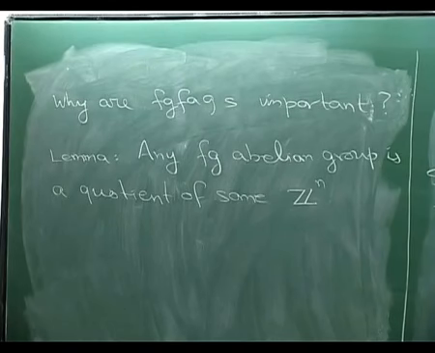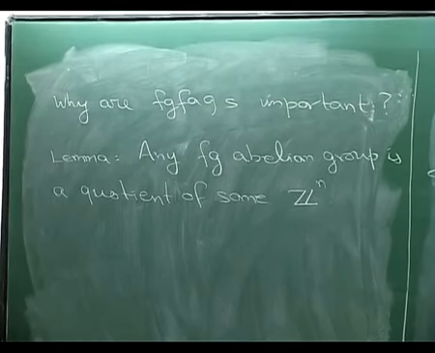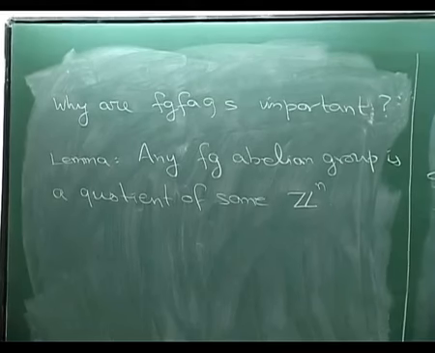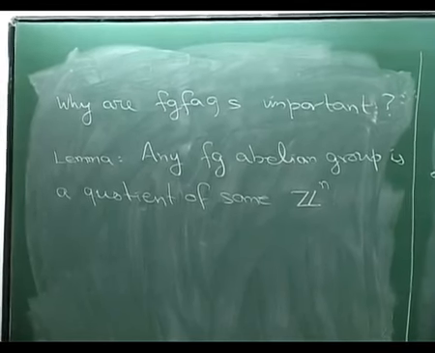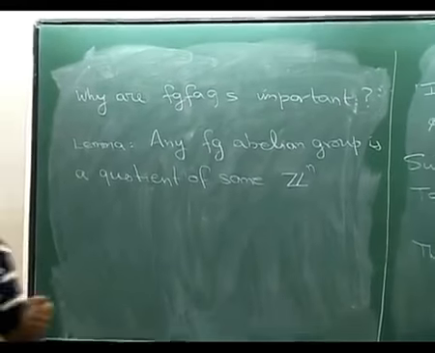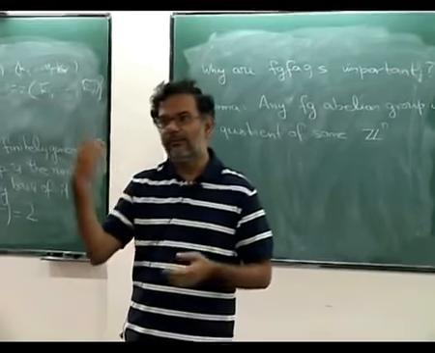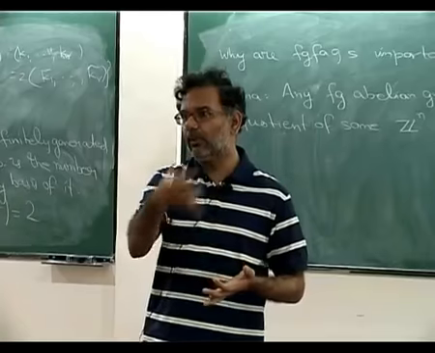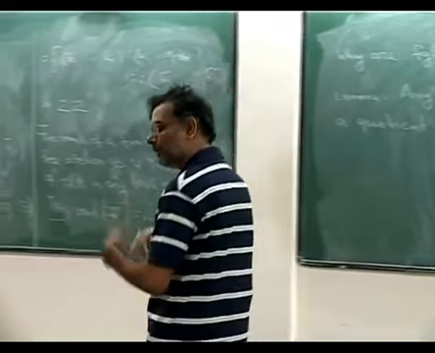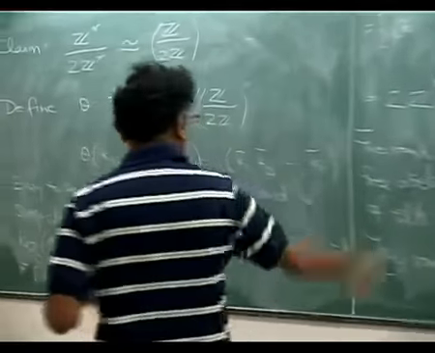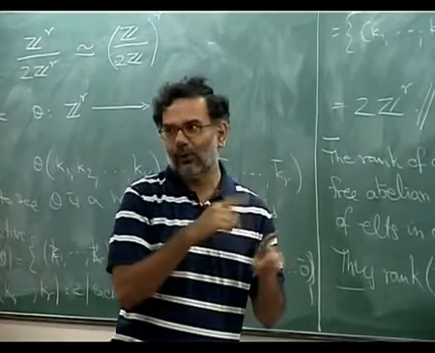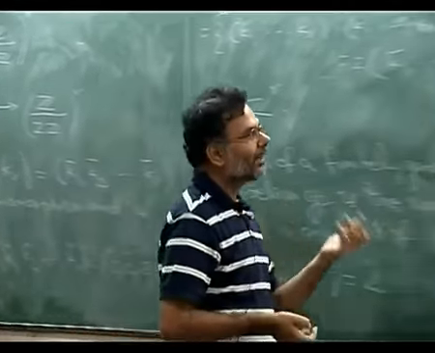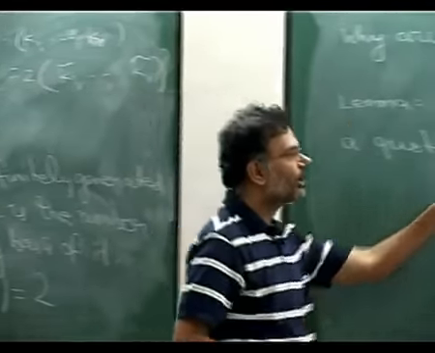You must think of this as a kind of analog to Cayley's theorem. Cayley's theorem says if you have a finite group, it's always a subgroup of S_n, and that somehow identifies S_n's as important. They are important because every finite group is a subgroup of S_n. So if you are studying S_n, then essentially you are studying all finite groups. This is also one such thing, but this is for quotients. Now this is saying any finitely generated abelian group is a quotient of some Z^n.